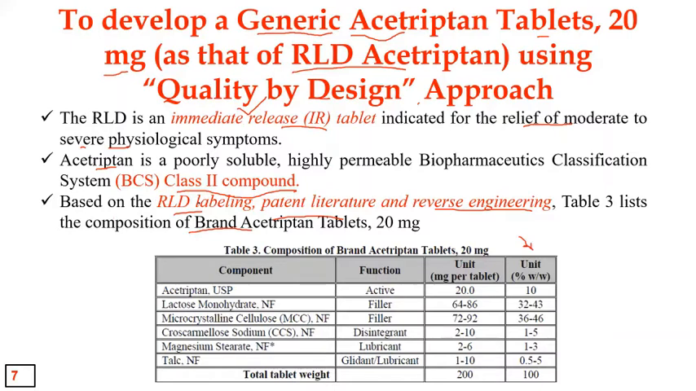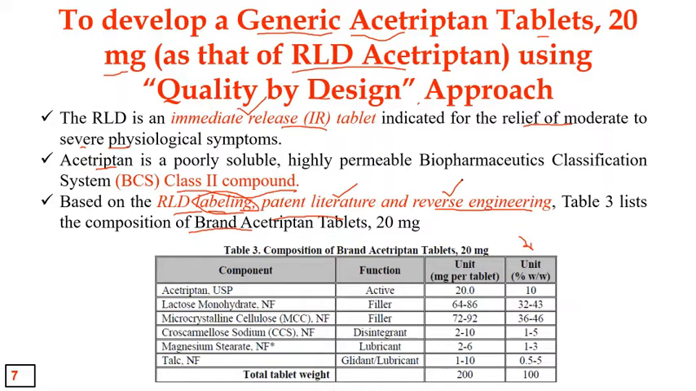For that, the innovator will not provide you directly in the label exactly what the composition is, what the granulation technique is, all this. What you can do is go for patent literature, because the innovator will be publishing during the initial days exactly what the data is, or else you can go for reverse engineering, which Reddy's and all those companies do.